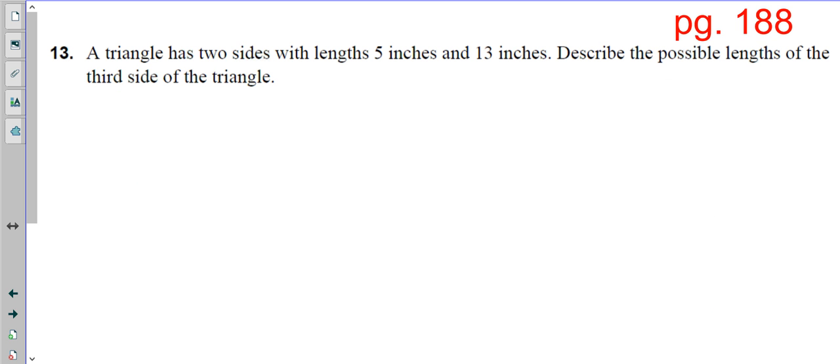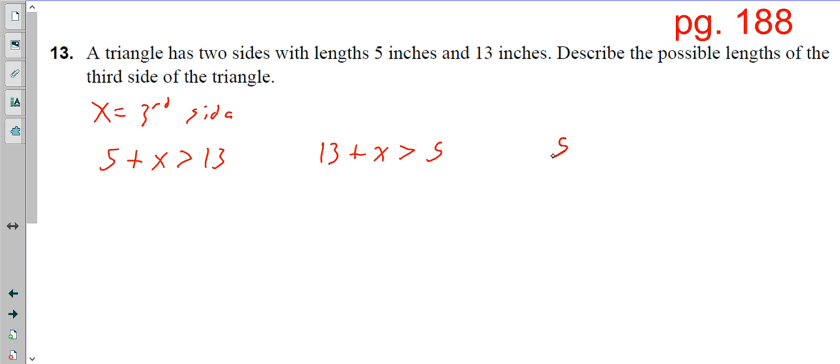Okay. Final question here is a triangle has two sides with lengths 5 and 13. Describe the possible lengths of the third side of this triangle. So I'm just going to let x equal my potential third side. Okay, so again, I can set up my inequalities and say, okay, 5 plus x has to be greater than 13. I'm also going to have 13 plus x has to be greater than 5. And I also need to make sure that 5 plus 13 is greater than x.